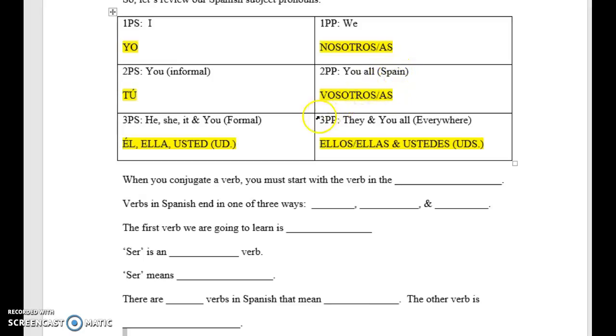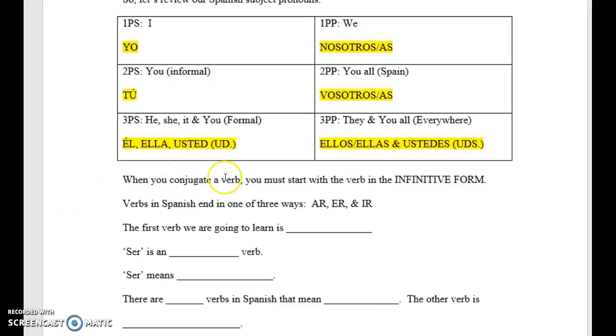Moving down to our third person plural box, we have the they and the you all everywhere. Ellos means they for a mixed group or a group of males. Ellas means they for a group of females. And ustedes means you all, abbreviated capital UDS, and this is when you're saying you all and can be used everywhere.